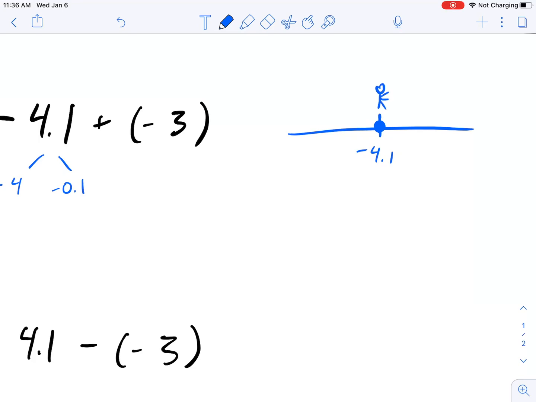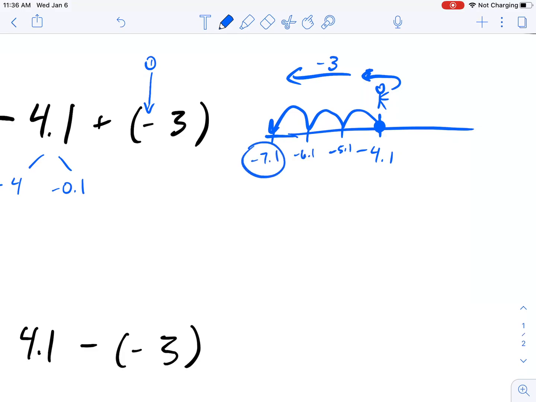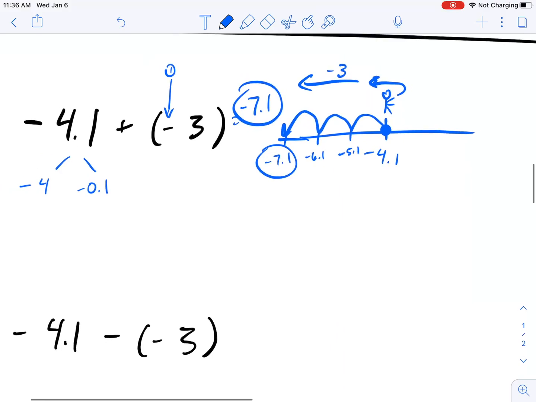And if you want to use the person facing right, there's one negative sign right here, so you're going to turn around. You're going to move this way by 3, smaller, to the left by 3. Okay, so 1, 2, 3. And maybe you can understand what's about to happen here. 1 less than -4.1 is -5.1. And then -6.1 and -7.1. Okay, so this equals -7.1.